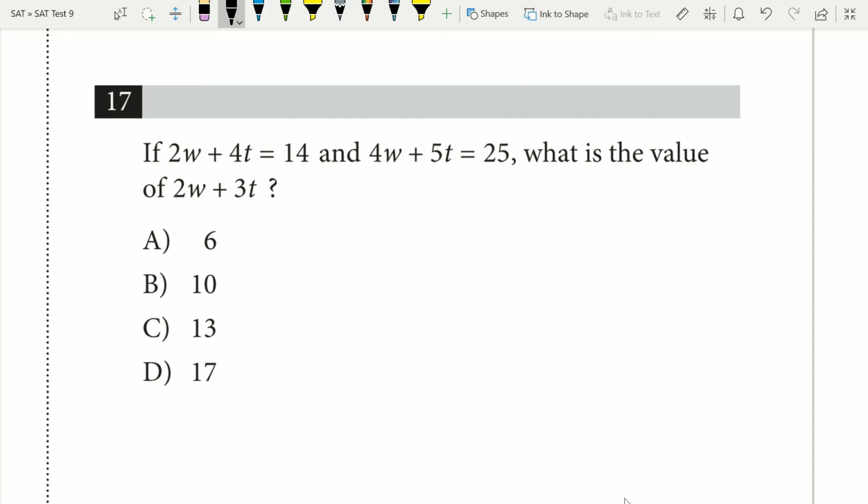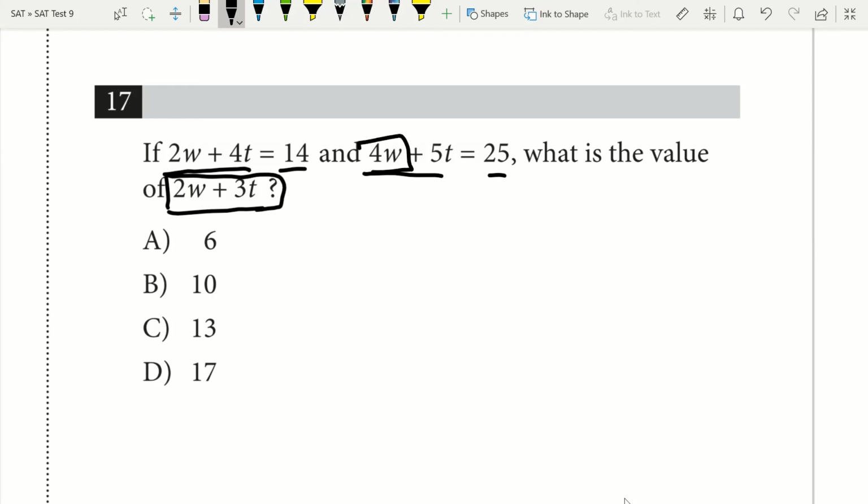So I'm going to go ahead and show you what I'm looking for in this problem. I see that I've got 2w plus 4t equals 14, 4w plus 5t equals 25, and I'm asked to solve for the value of 2w plus 3t. So the first thing I'd be looking to do is add or subtract to get this 2w plus 3t. I see I can't do that since I have 4t and 5t, and 2w and 4w. It's never going to work. So the next thing I'm going to look to do is get rid of one variable, solve for the other, and then solve for 2w plus 3t.